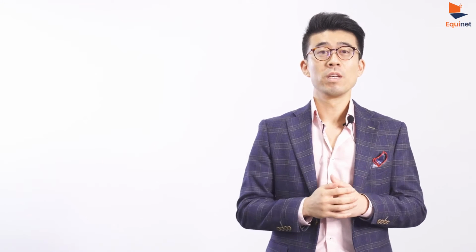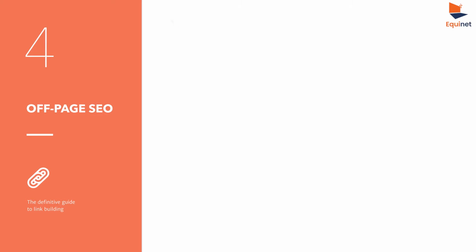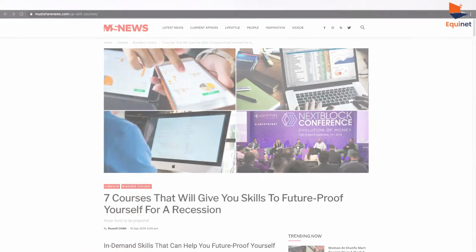In this series, you'll be learning how to execute effective off-page SEO strategies to build high-quality backlinks to your website. There are different categories of links when it comes to SEO. Internal links, external links, and backlinks are just some of the many categories.